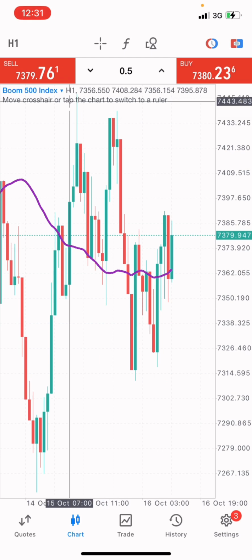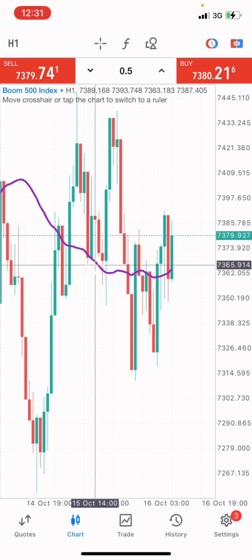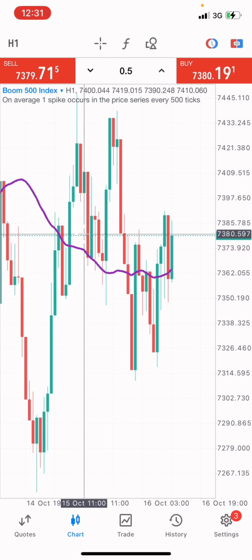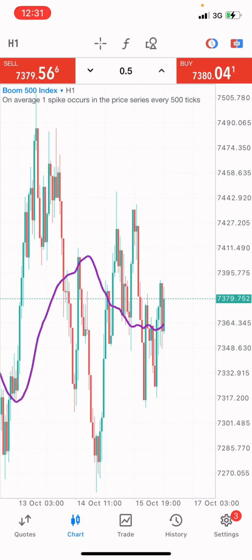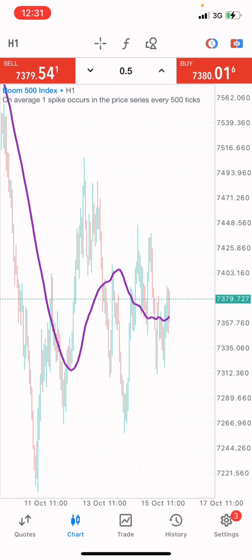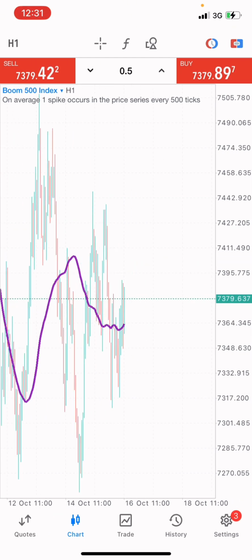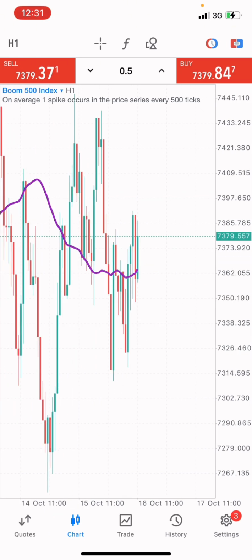On the 1 hour time frame right here, you can see how the moving average is following this direction, buying and selling, just going like that for a certain short period of time. But it's going to go like this for a certain amount of time before it retests. Now when the market is like this, it's a little bit difficult for us to tell where the price is going, right? It's difficult for you to tell the direction.